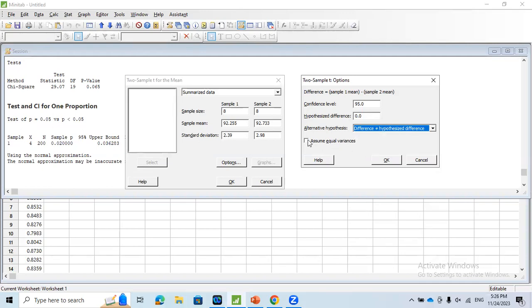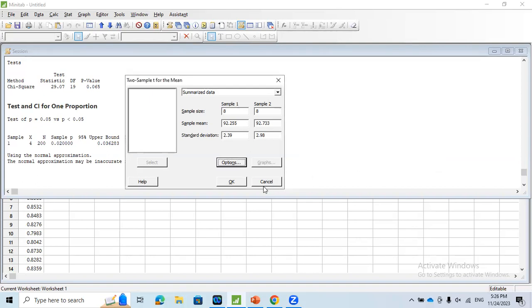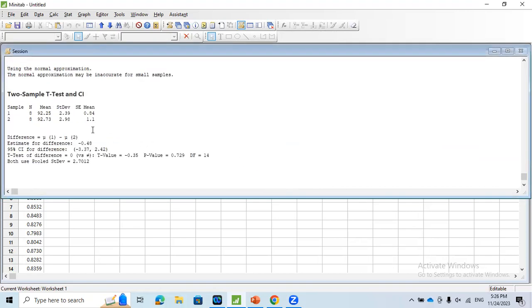For this case, variance is equal. If variance is equal, you click this. If variance is not equal, you do not click this. For this case, variance is equal. Okay. This is the summary of the data: n, mean, standard deviation, standard mean, difference mu1 minus mu2, difference minus 0.0, and this percent confidence interval.